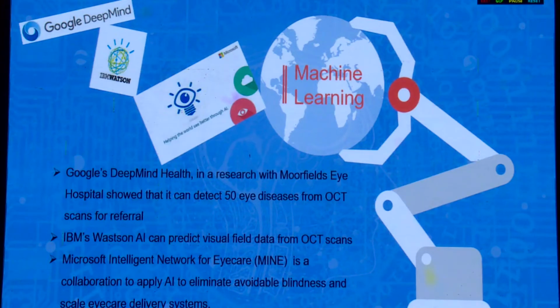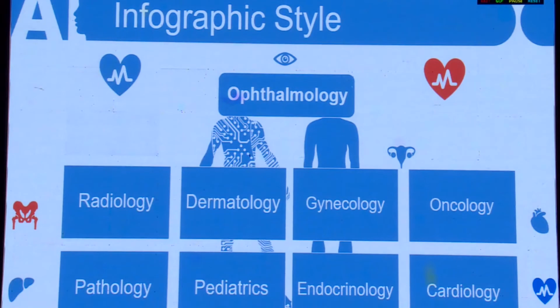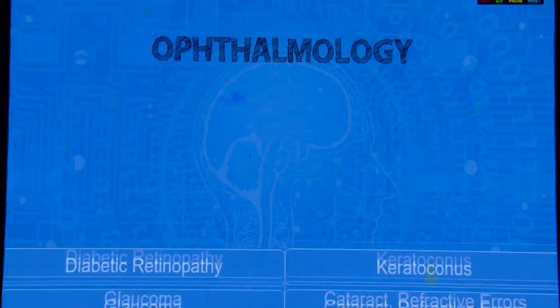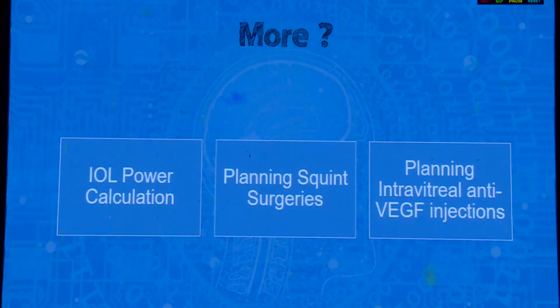And the big companies know that. Google, IBM, Microsoft all have their hands in the machine learning pie. And ophthalmology is not the only branch. All the other branches of medicine are in on this. But ophthalmology has a lot of data to analyze, so we have to be there at the forefront. Diabetic retinopathy, glaucoma, squint, ocular cancers, all these are using artificial intelligence in some way or the other. IOL power calculation, planning of surgeries including squint and intravitreal injections are using artificial intelligence now.